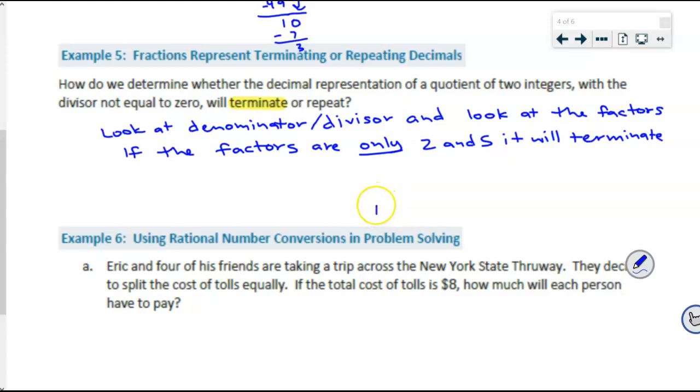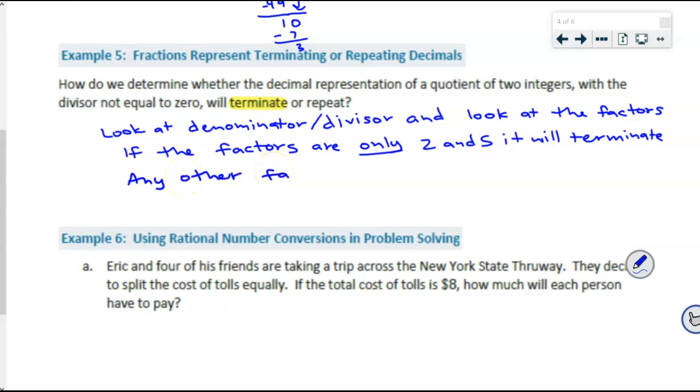For example, we saw this already. What if the divisor or that denominator is 15? What are the factors of 15? 5 is a factor, right? But it also has a factor of 3. So is it only 5s and 2s? No. So that means this one is going to repeat. So if the factors are only 2 and 5, it will terminate. Any other factors will repeat.